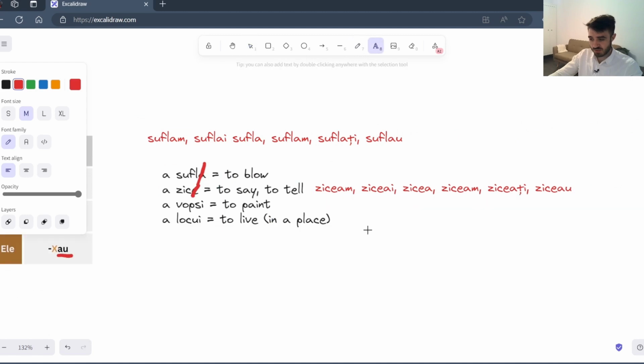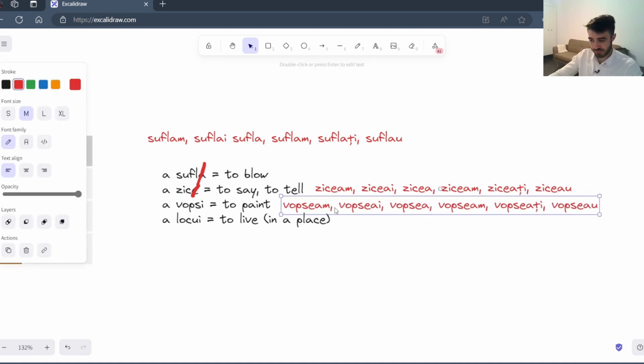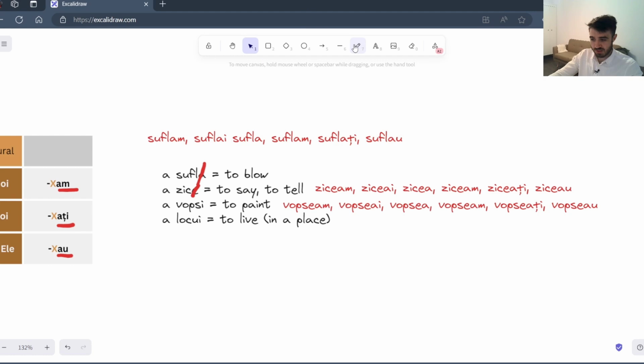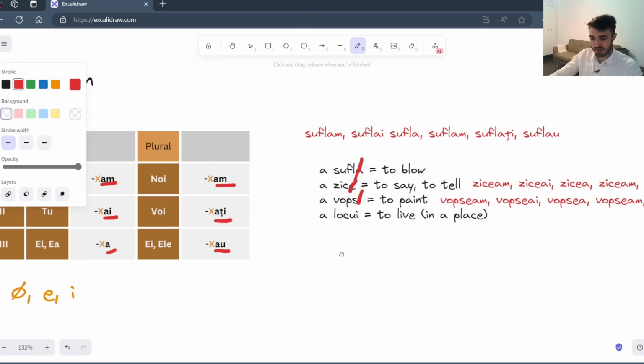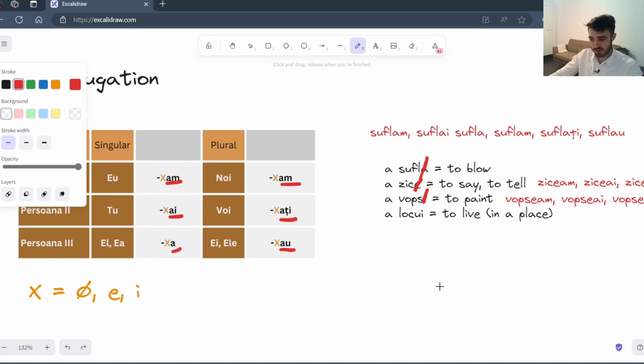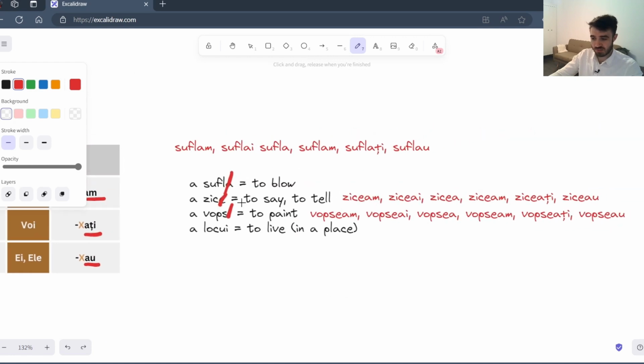Let's move to the next one. A vopsi. Here, vopseam, vopseai, vopsea, vopseam, vopseați, vopseau. To paint, right? Same here. Think about what I said earlier. You cut the ending and then you add this. You don't just add eam to whatever is there.